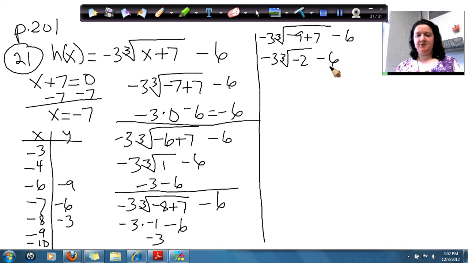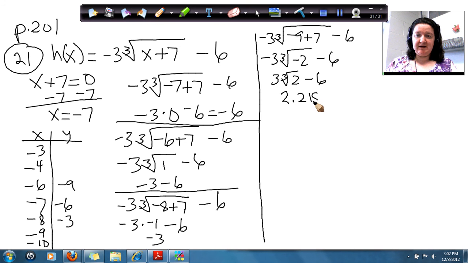That is not the way I expected it to be. I think it's going to give me this, because if I take the third root of a negative, the negative comes out, so that's going to give me 3 times the third root of 2, minus 6. Let me see if I can plug that into my calculator. So that's going to give me 2.218. That was with a negative 9.